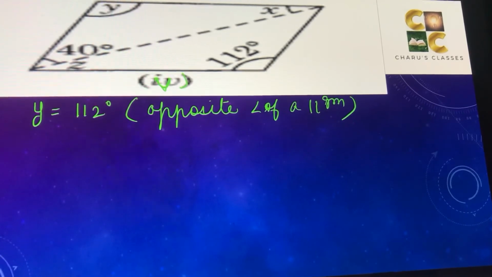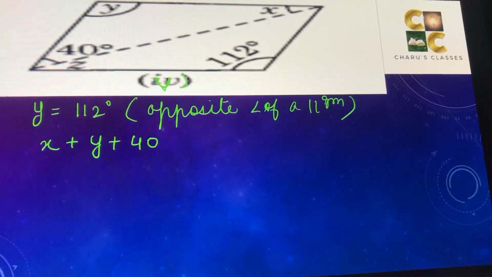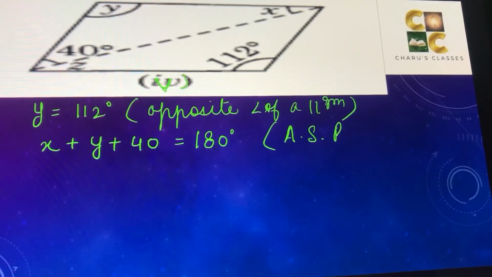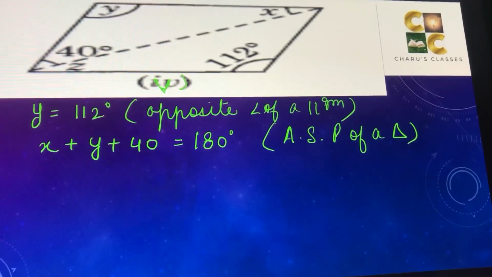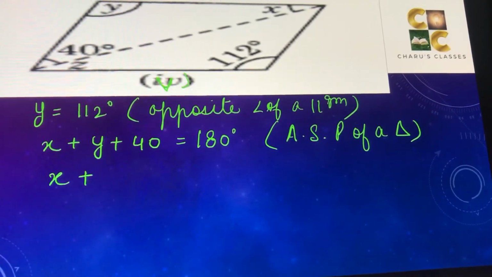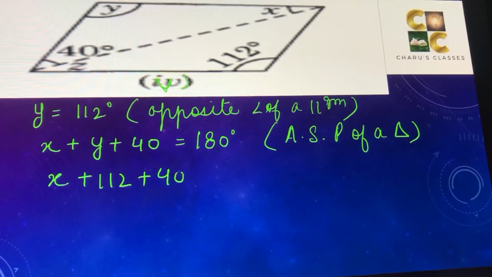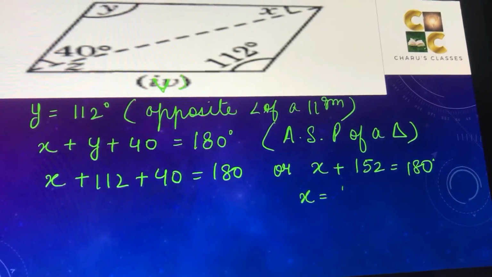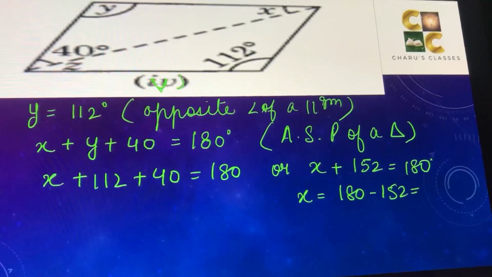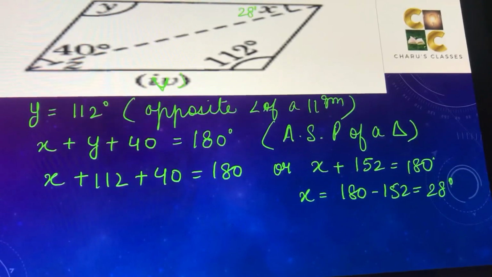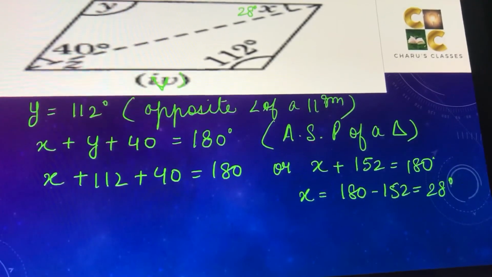Now in the triangle x plus y plus 40, ऊपर वाला जो triangle है, the sum of angles will be 180 degrees. Reason, because angle sum property of a triangle, where it says that the sum of angles of a triangle is 180 degrees. x we don't know, y we have got 112, plus 40 is 180, or x plus 152 is equal to 180 degrees. x is equal to 180 minus 152, which is coming as 28 degrees. So now we have got x as 28 degrees.